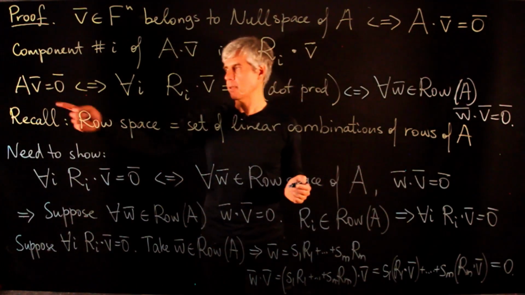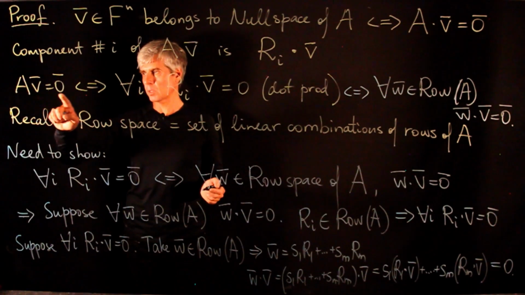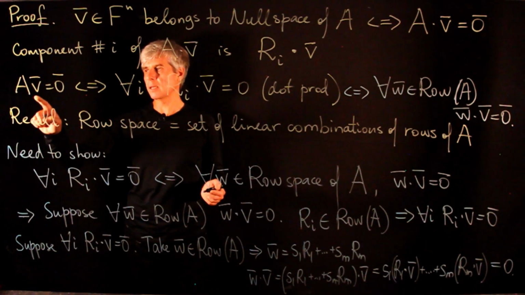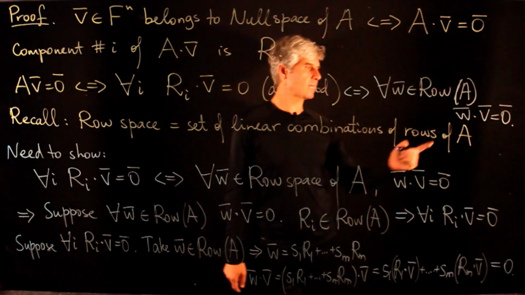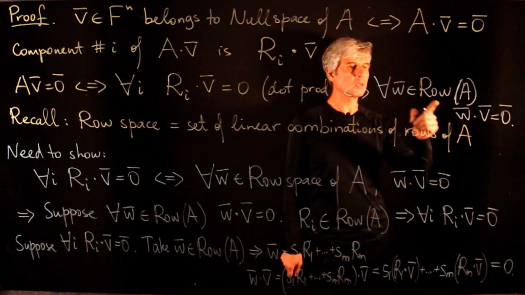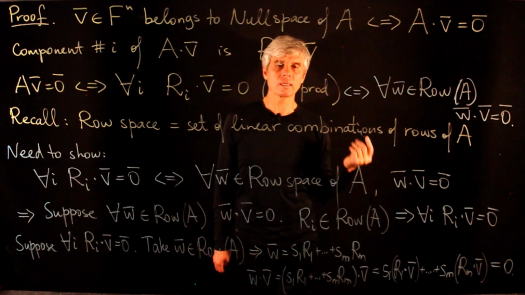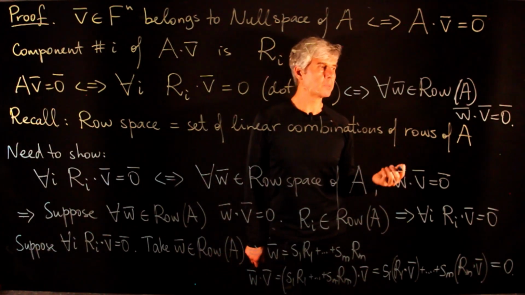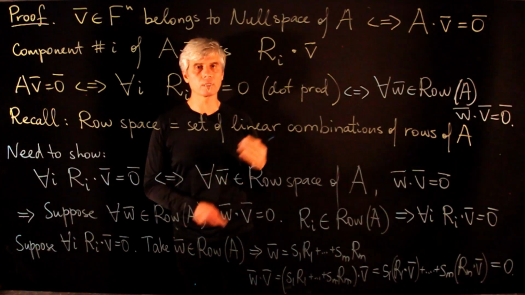Our theorem claims that the set of vectors that are in the null space, so this means that they satisfy Av is equal to 0, is exactly the set of vectors that have 0 dot product with every vector in the row space of A. So this gives us a relation between the row space of A and the null space of A. So they are orthogonal to each other.